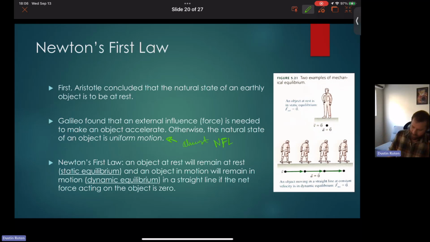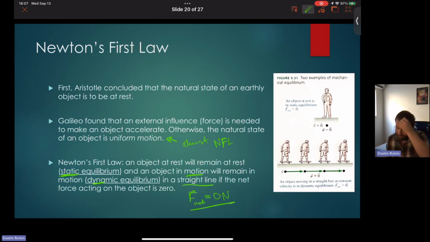So now Newton's first law says an object at rest will remain at rest, so a static object remains static. And an object in motion will remain in motion, dynamic, in a straight line, if the net force on the object is 0. So if F net equals 0 newtons. That does not mean there are no forces. We could have 1,000 forces acting on an object, but if they all cancel each other out, if we add them up and get 0, this still applies.